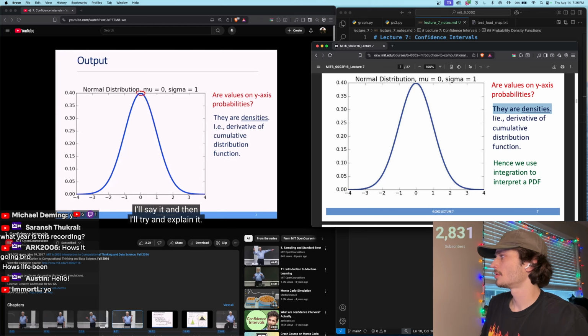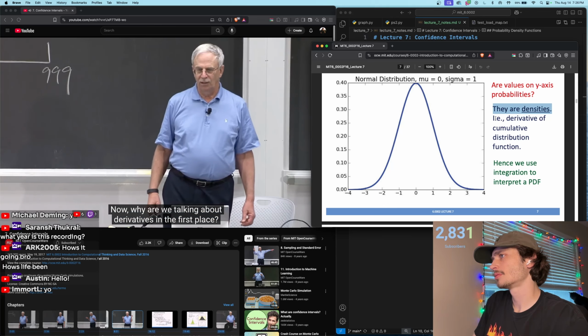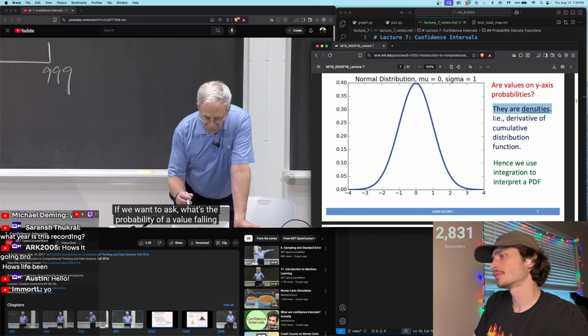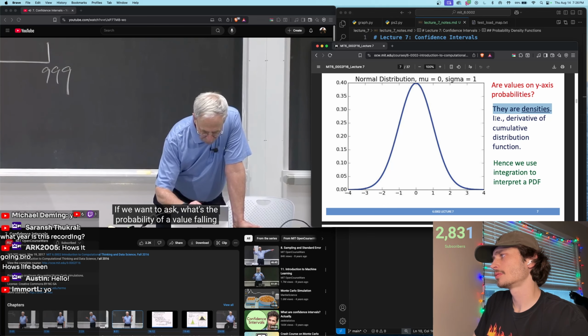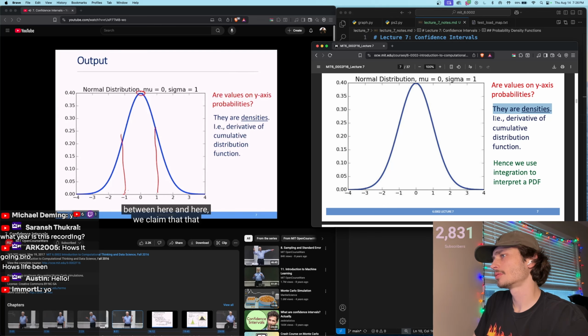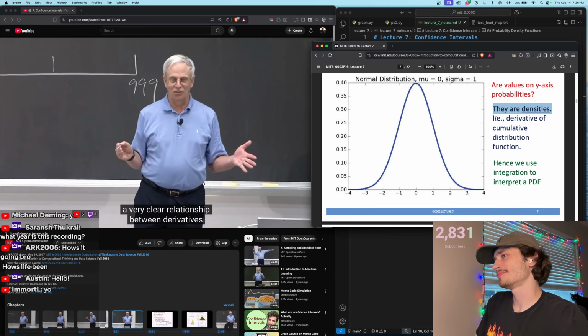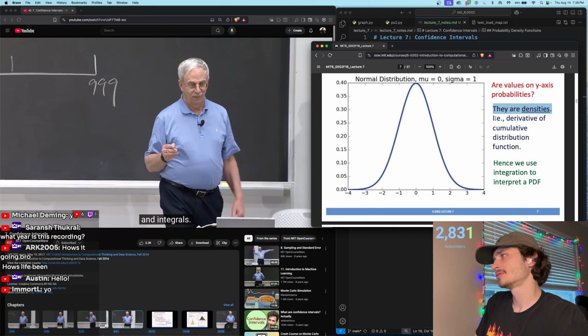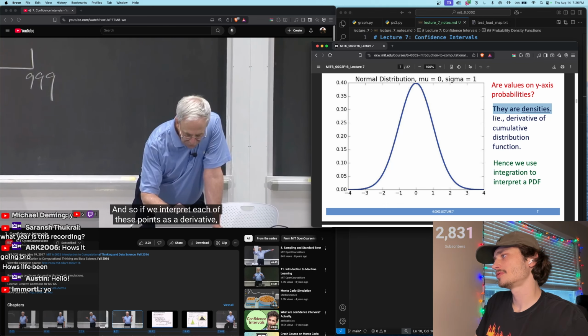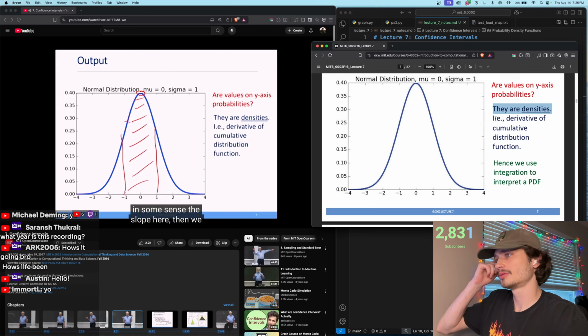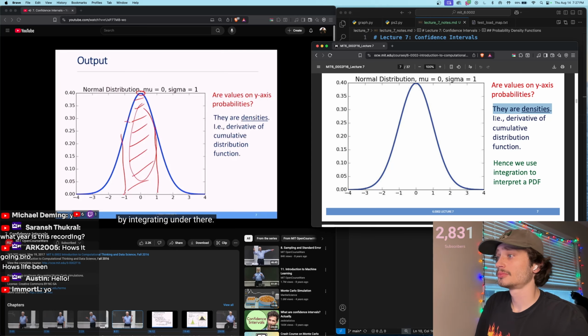Well, what's a density? It's the derivative of the cumulative distribution function. Now, why were we talking about derivatives in the first place? Well, remember what we're trying to say. If we want to ask what's the probability of a value falling between here and here, we claim that was going to be the area under this curve. Right? The integral. Well, as you know from 1801, there's a very clear relationship between derivatives and integrals. And so if we interpret each of these points as a derivative, in some sense the slope here, then we can look at this as the area just by integrating under there.